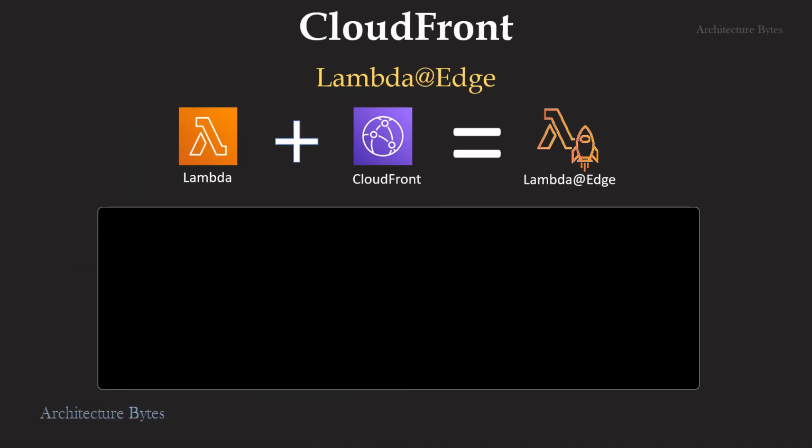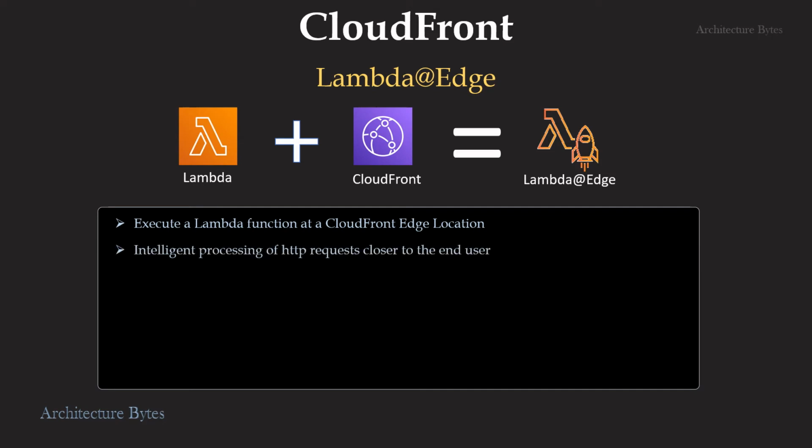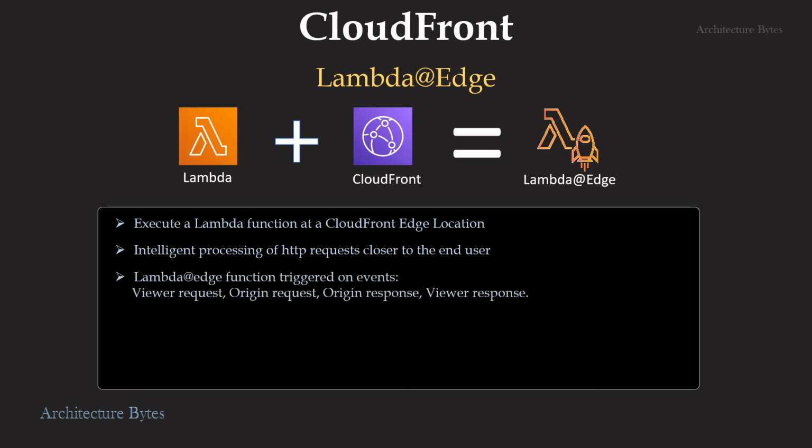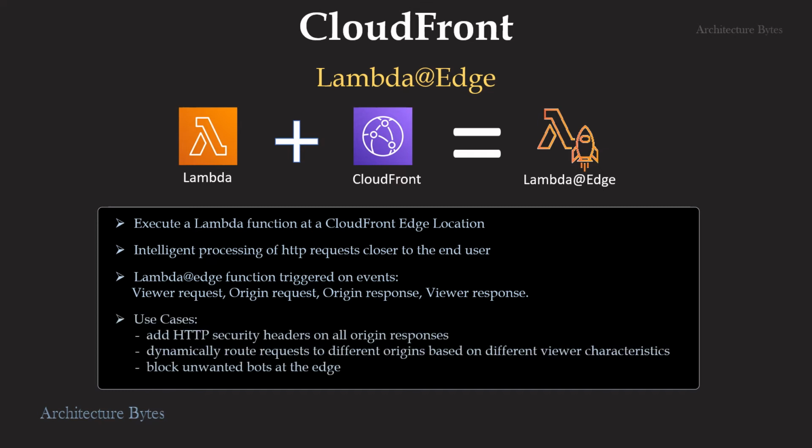Let's take a quick look at Lambda at Edge feature in CloudFront. Essentially, it is executing a Lambda function at a CloudFront edge location. It provides for intelligent processing of HTTP requests closer to the end user. So a Lambda at Edge function can be triggered on following events: viewer request, origin response, and viewer response.